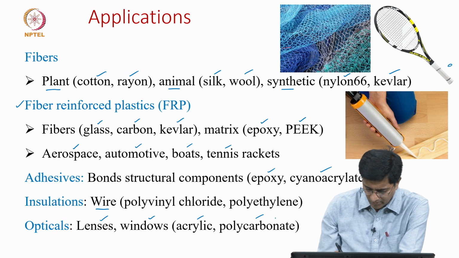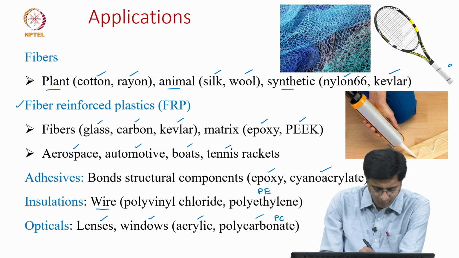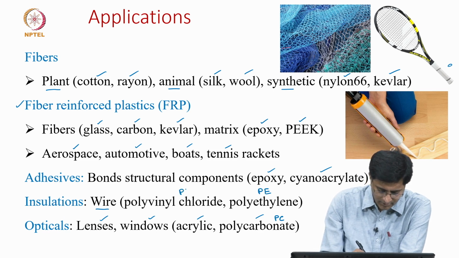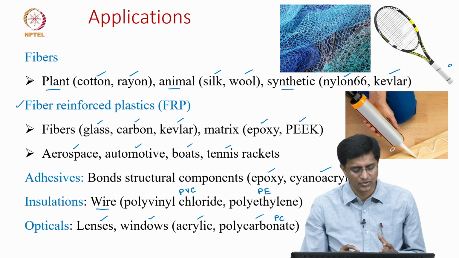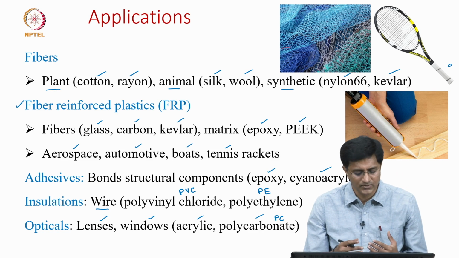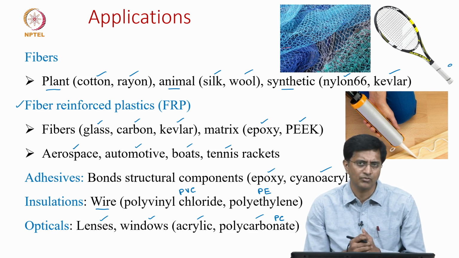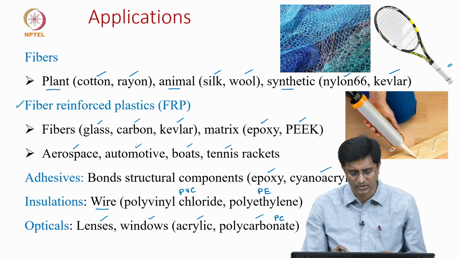So, usually this polycarbonate, in short we write it as PC, polyethylene, in short we write it as PE, and polyvinyl chloride we write it as PVC. So, you might be recognizing these by these names. For example, when we say PVC pipes, we mean polyvinyl chloride, and polyethylene is used in water bottles or plastic bottles, as we call it.